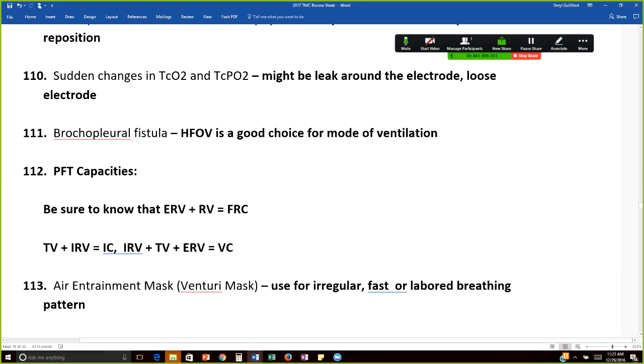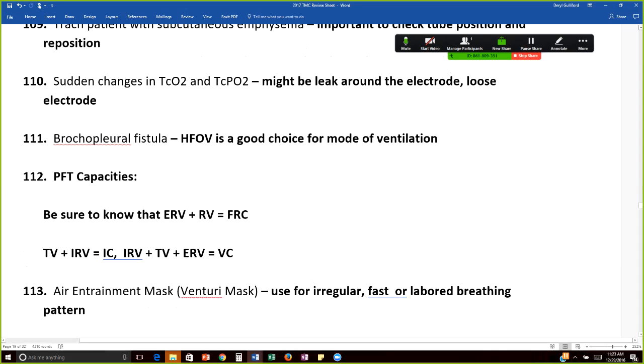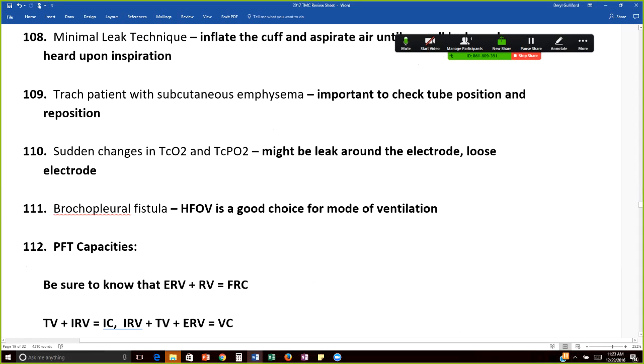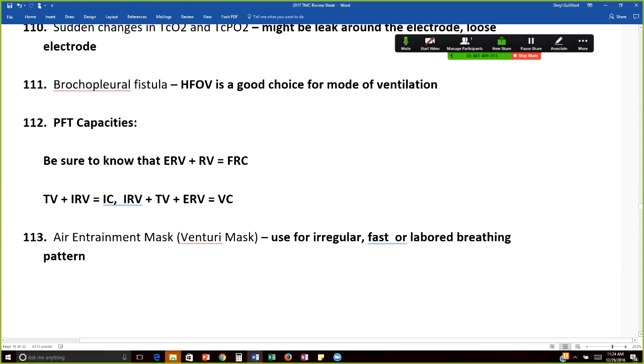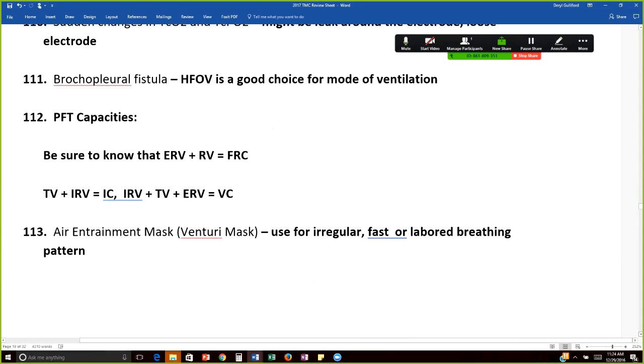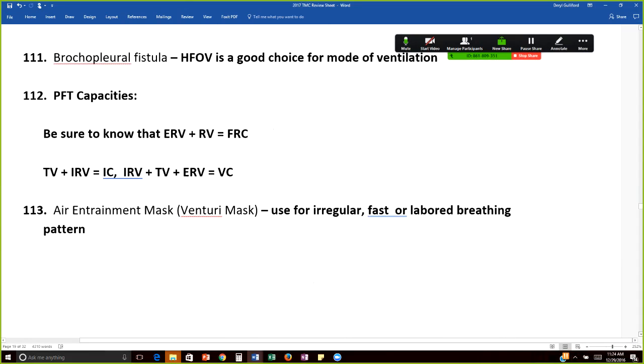Trach patient with subcutaneous emphysema. Well, that means that we need to check the tube position and reposition it because we've got air that's leaking out into the soft tissues. Sudden changes in transcutaneous O2 or CO2 for that matter. There might be a leak around the electrode or a loose electrode. Bronchopleural fistula. High frequency is a great way to ventilate that condition because you will not be able to get the normal seal that you would hope to get if there's a bronchopleural fistula.